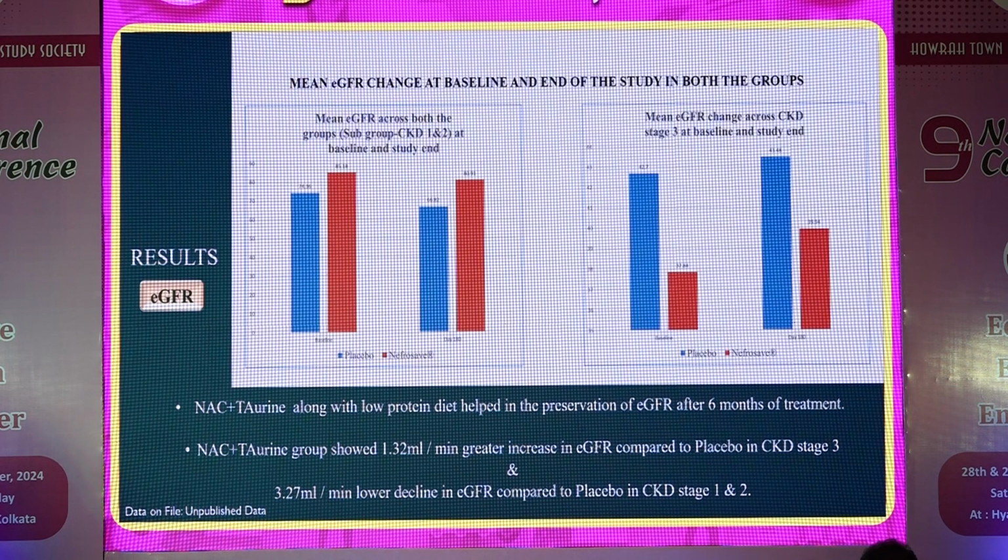As we talk about the GFR change, the NAC-taurine group along with low protein diet, all these patients were put on a low protein diet of 0.8 grams per kg per day, helped in the preservation of eGFR at the end of 6 months.